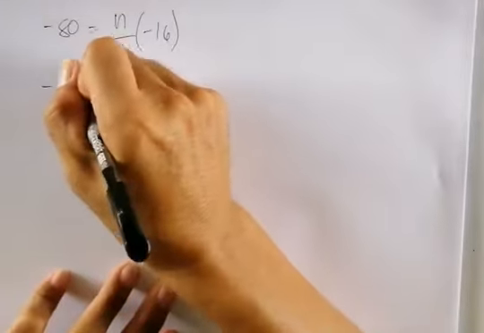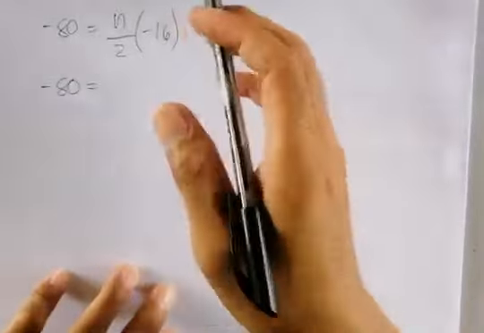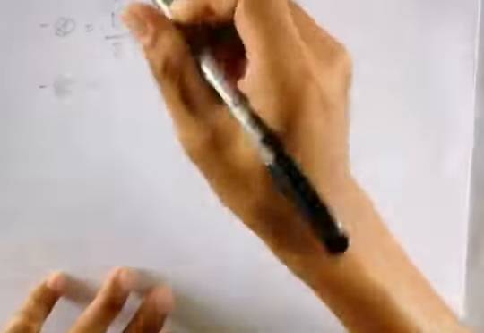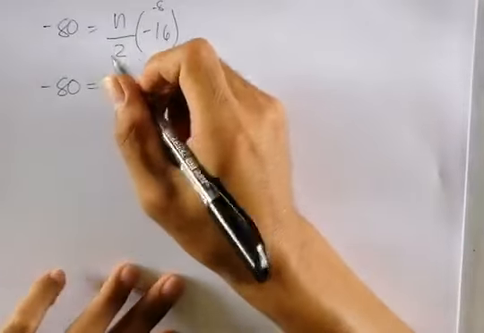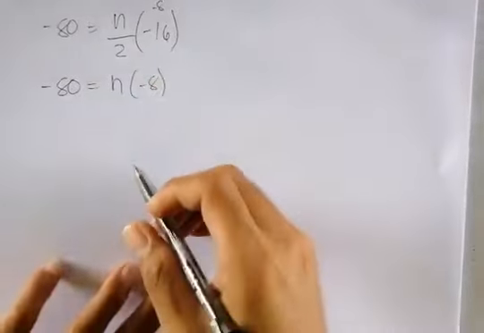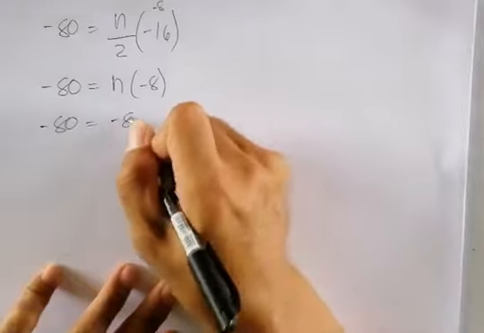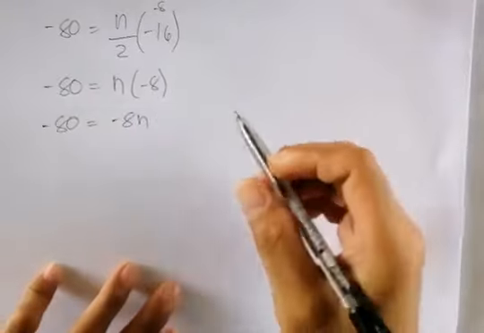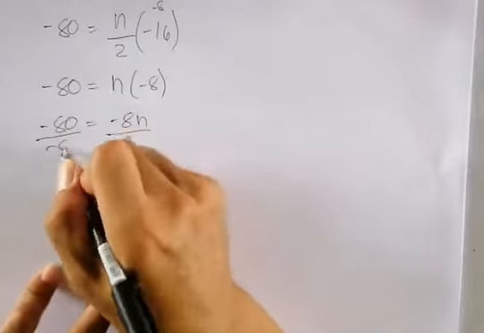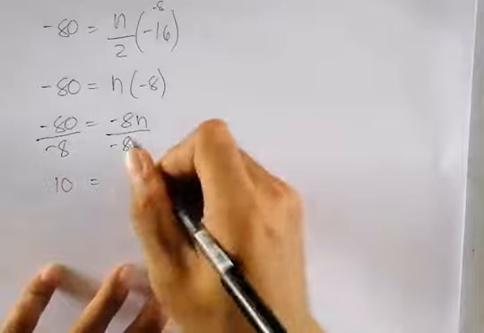So negative 80 is equal to, we can divide negative 16 divided by 2, that is equal to negative 8. So we have n times negative 8, and then in order to solve for n, divide by negative 8 on both sides. So n is equal to positive 10.